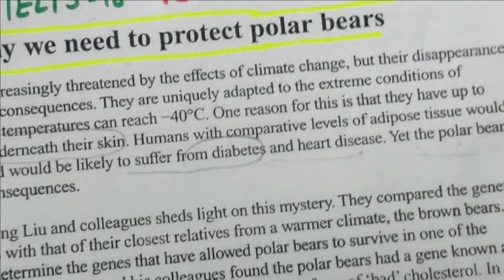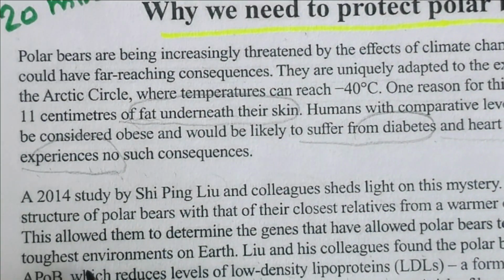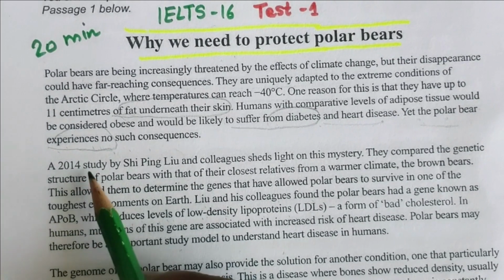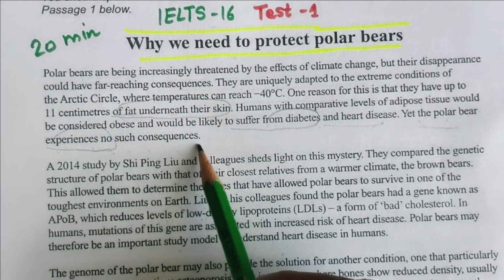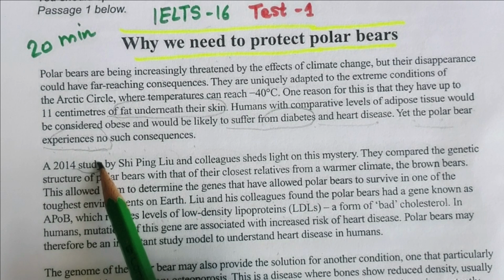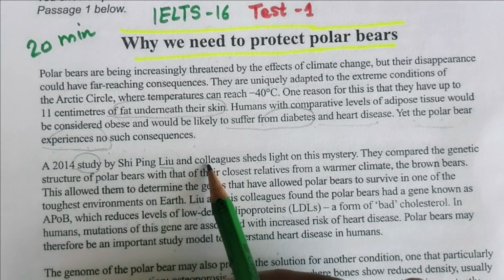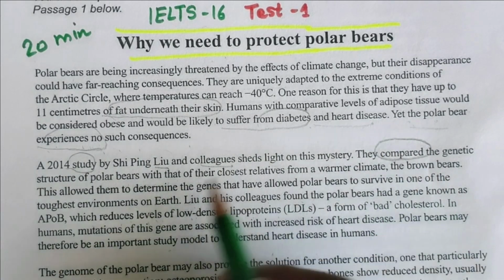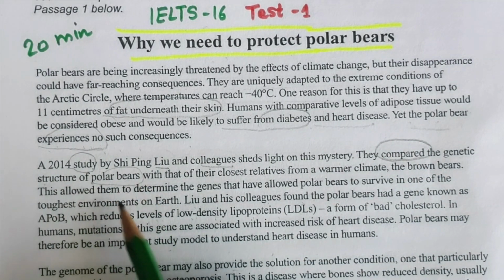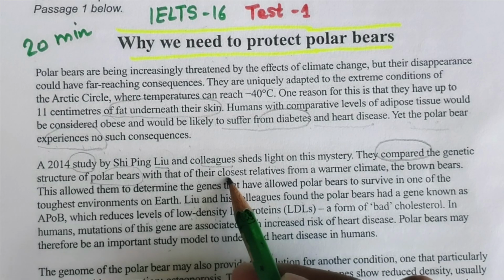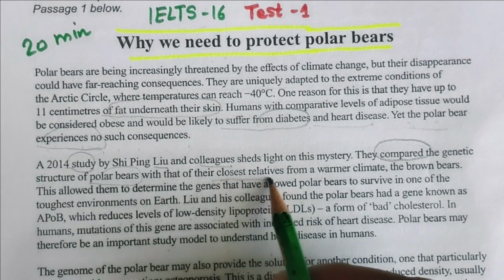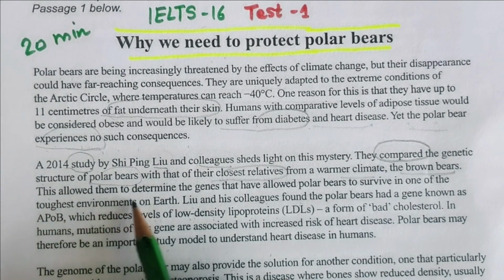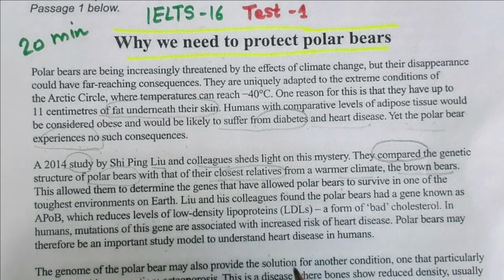Okay, so let's read it from the next paragraph. So first paragraph is done. Study, yes, this word was there, this person's name and his colleagues were also there. They compared, comparison word was also there, the genetic structure of polar bears, their closest relatives from a warmer climate, the brown bears, they allowed them to determine.